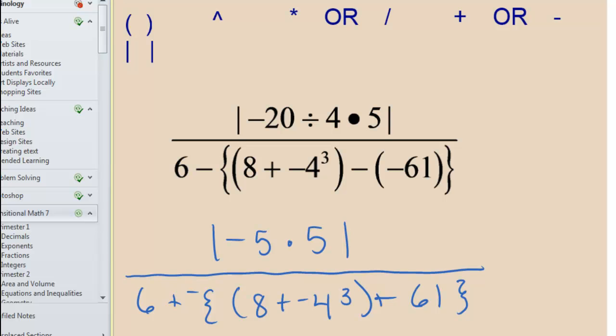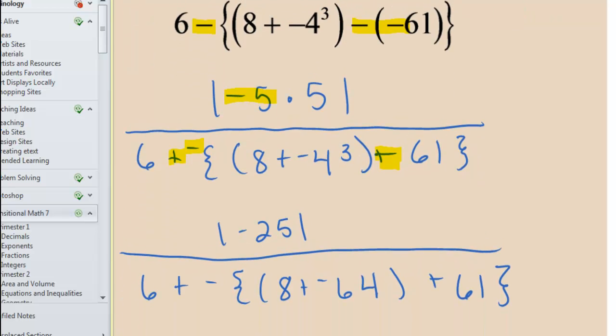So in my first step, in the numerator, I went ahead and completed the division to get negative 5, and in the denominator, all I did was change all subtraction to addition. So that minus a negative 61 became plus 61, and this minus, the brackets became plus the opposite. In my next step, I can go ahead and finish multiplying from the previous step in the numerator to get negative 25 in the numerator, and we're not taking the absolute value yet.